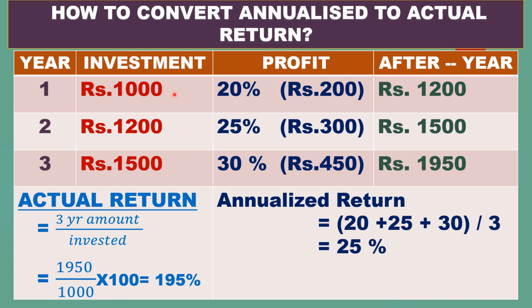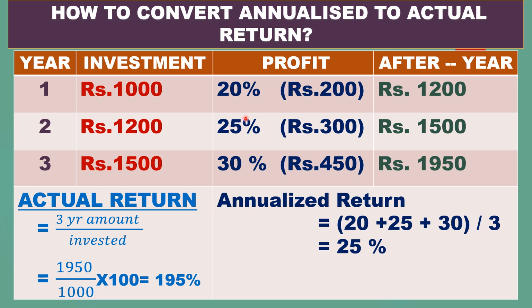Consider I invested 1000 rupees in the first year. In the first year, I got profit of 20% after market fluctuations, market rise and fall. Finally, at the end of the year, I got 20%. So the profit in year 1 is rupees 200. So at the end of the year, my investment becomes 1200.